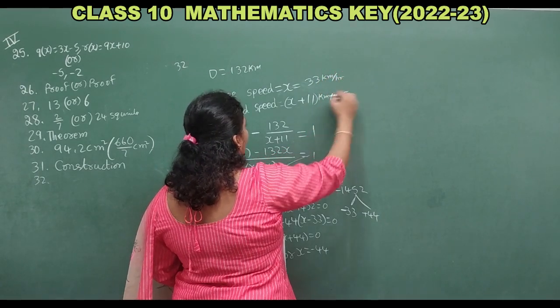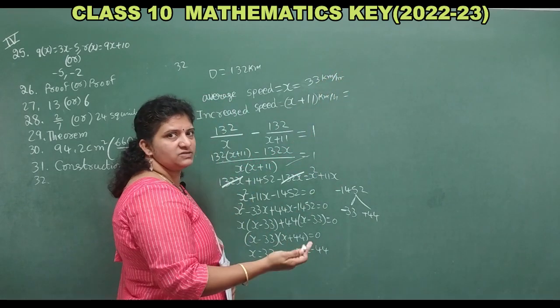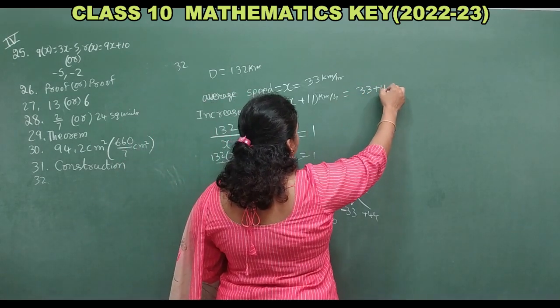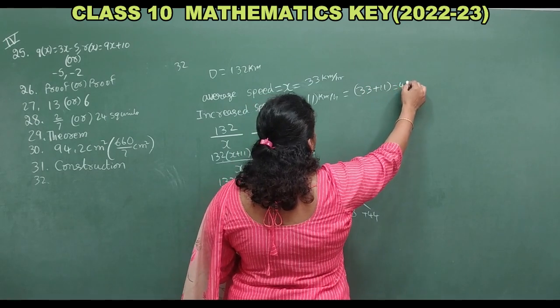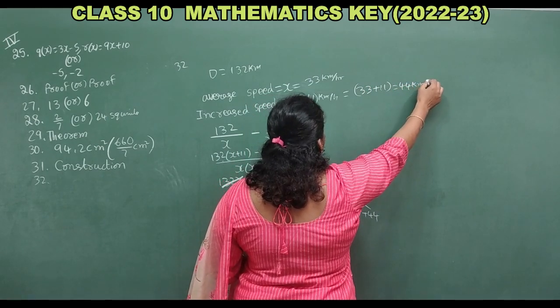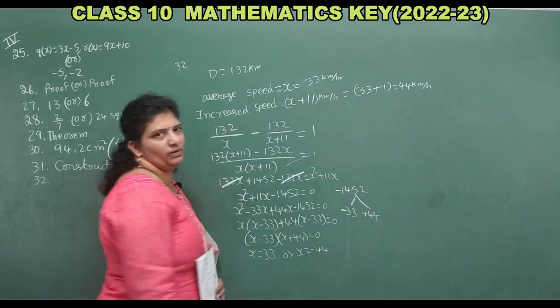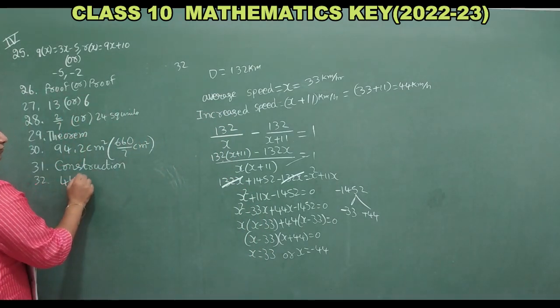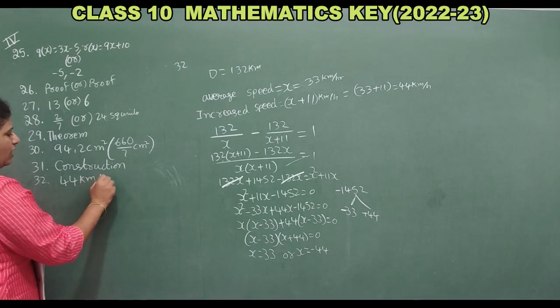Now what is the current speed? Increased speed is the current speed. That is 33 plus 11, that will be 44 kilometers per hour is the current speed. This is your answer. So write here 44 kilometers per hour.